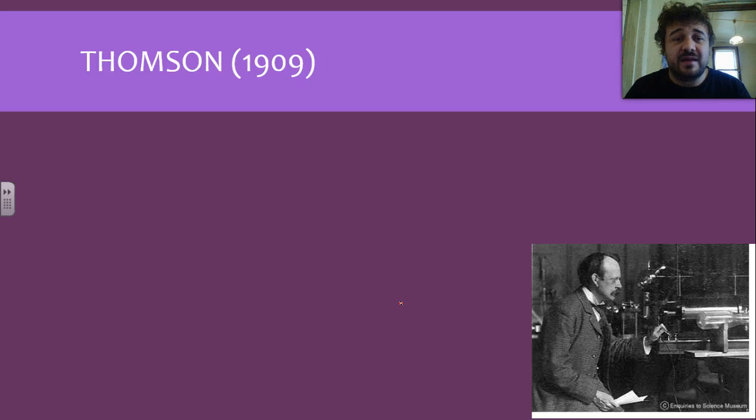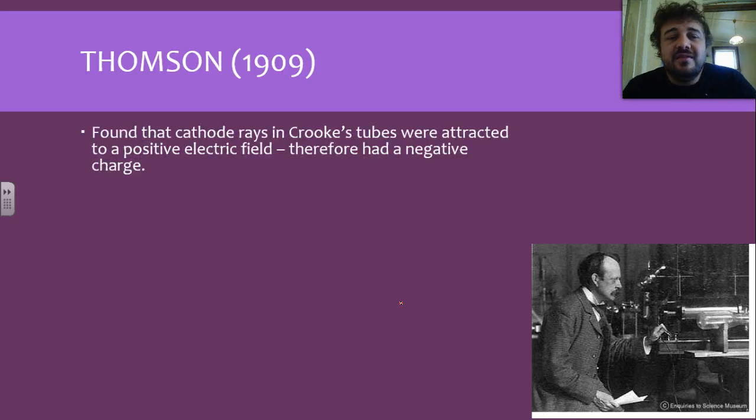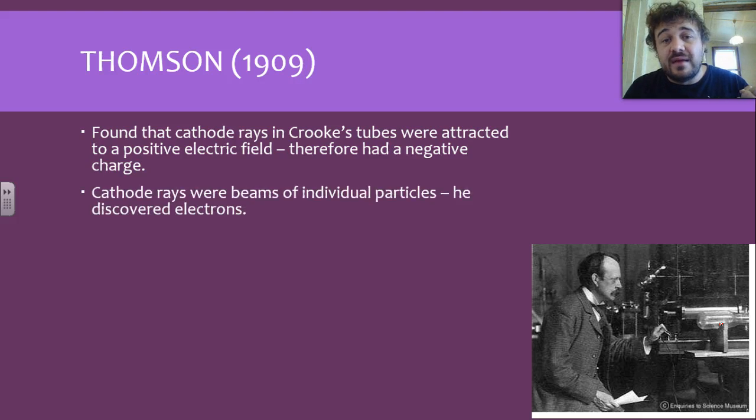Alright, so Thomson comes along, and he uses a cathode ray, which shoots beams of light, essentially. He found that cathode rays in a Crookes tube were attracted to a positive field. This means they had a negative charge. He had a Crookes tube, which is what you see down here, and you put an electric charge through a gas, and a beam of light goes across. He worked out that they were individual particles, and because they were attracted to a positive field, they were negatively charged. So he had electrons.